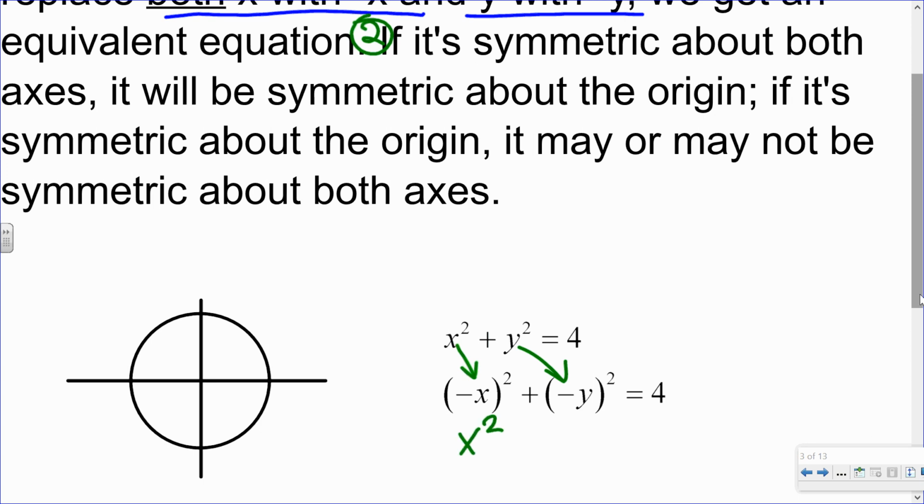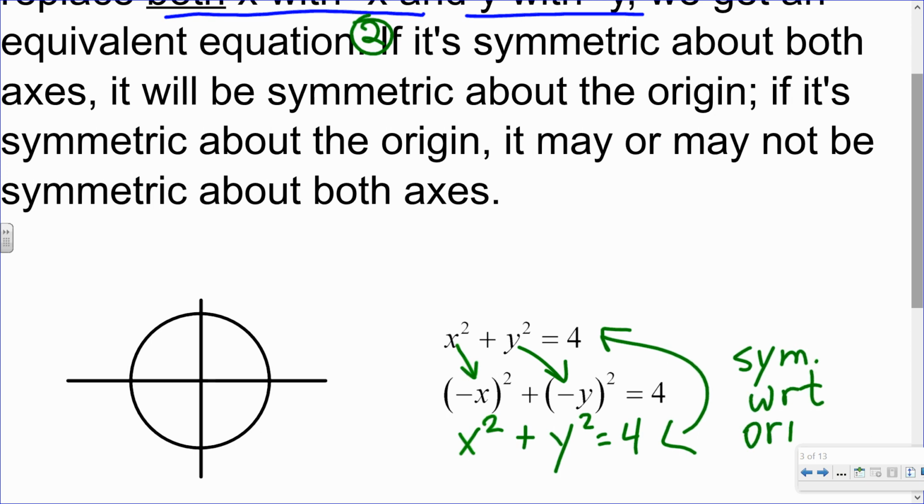What's minus y times minus y? Did that get me back to what I had before? So it is symmetric with respect to the origin.